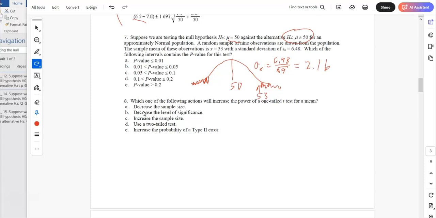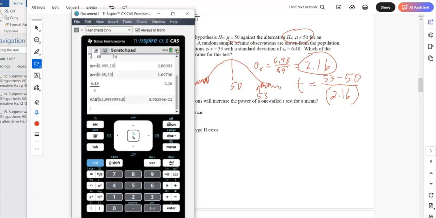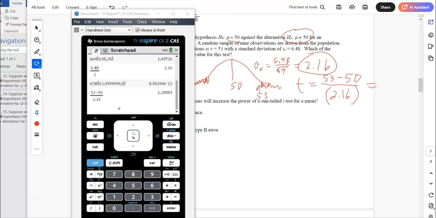I was thinking norm CDF, but we need to find T first. So we're going to use those values we just did. So it'd be X bar, which is 53, minus the mu, which is 50, over the standard deviation divided by the square root of 9. We just did that, so I'm going to use 2.16. So let's figure out what our T is for this one. We're going to do the fraction 53 minus 50 up top over 2.16. I think that was exact. So our T is 1.39.